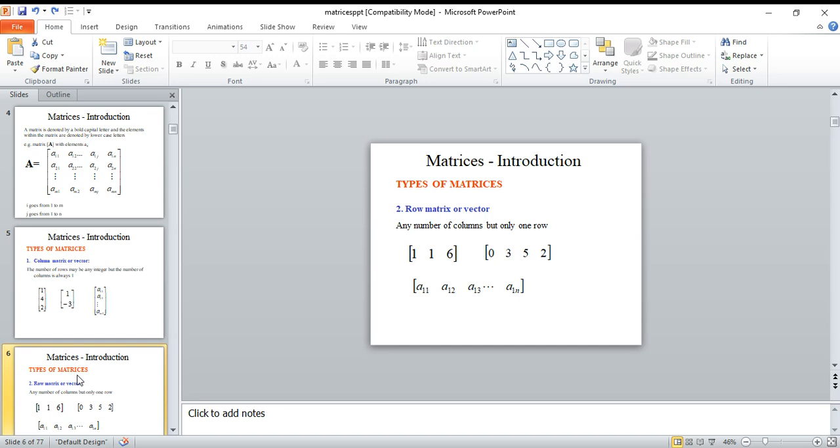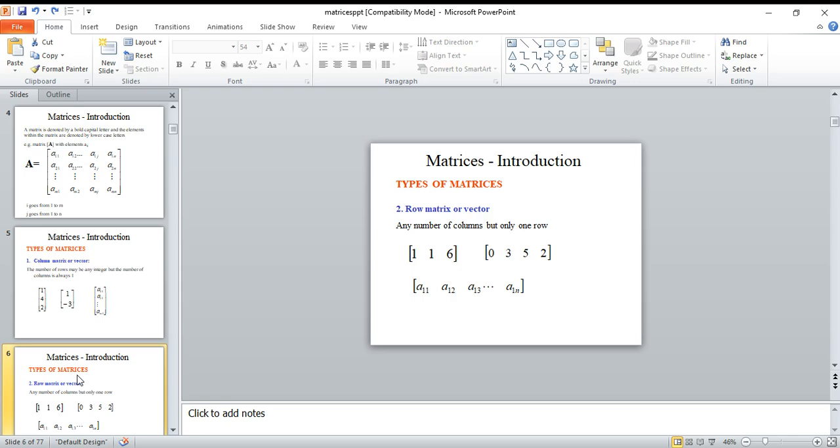Simple. So example: 1 1 6. This is a single row, but the columns are: one is the first column, another one is the second column, six is the third column. This matrix has three columns but a single row. That means this is called a row matrix. And the next example is 0 3 5 2. This is a single row and the columns are 0 is the first column, 3 is the second column, 5 is the third column, 2 is the fourth column. This matrix has a single row and four columns, but a single row means row matrix.